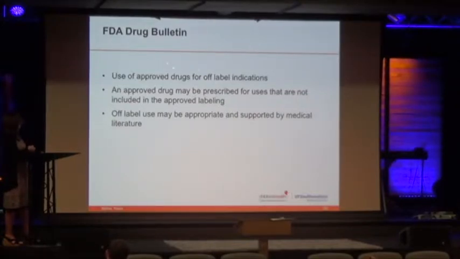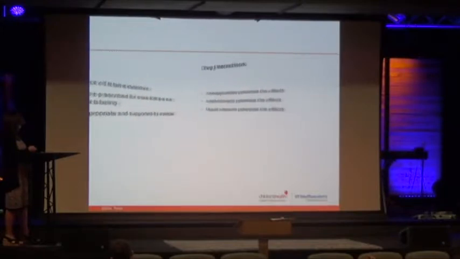Now, drugs are approved by FDA for different indications, and sometimes as providers we use them for off-label indications. An approved drug may be prescribed for uses that are not included in the approved labeling, but it may still be okay, it may still be appropriate to use, it may still be supported by medical literature and evidence, and that's what we try to go with when we use neurotoxins.